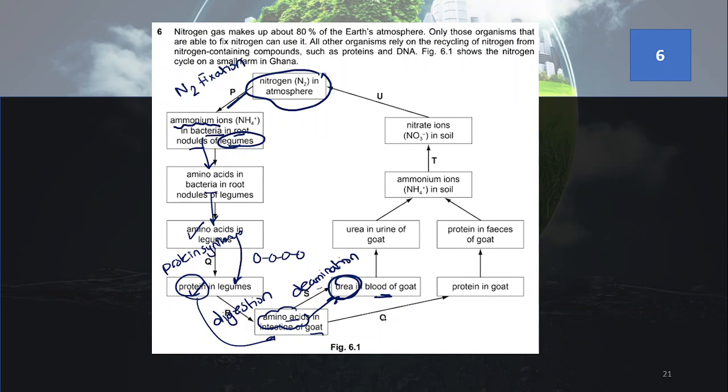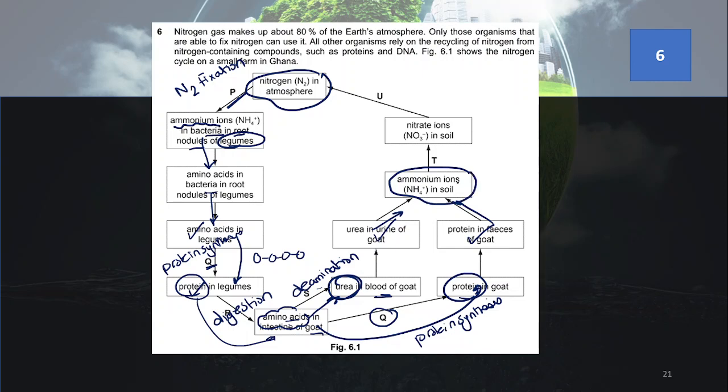Okay, for the second arrow, amino acids changed into protein again. This is the same as Q here. He gave me the same letter because this also is protein synthesis. The urea became urine, and some of the proteins in the goat are lost in the feces, and then the urine and the feces are now in the soil.